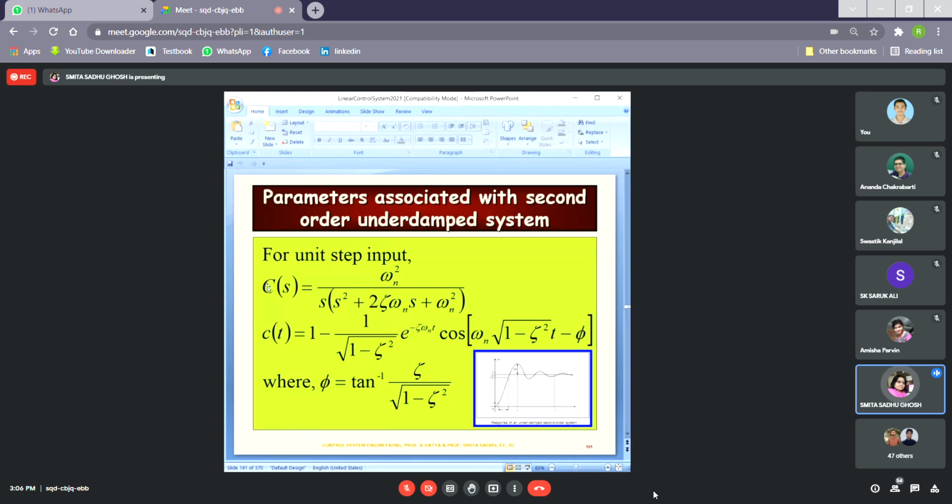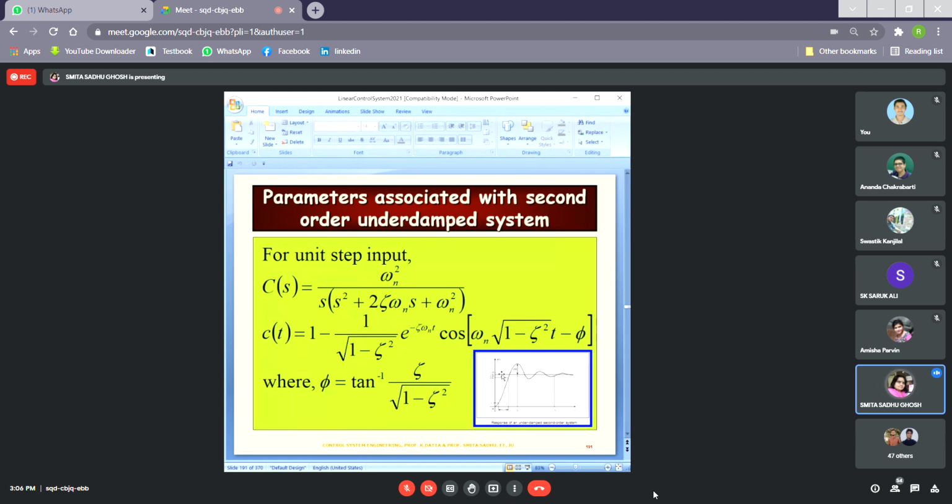If your transfer function is given by a standard second order system, that is omega n square by s square plus 2 zeta omega n s plus omega n square, then for a unit step input, the response C(s) will be equal to the transfer function times 1 by s. So that 1 by s you can see over here. Taking the Laplace inverse, of course, breaking up into partial fractions and all that, the steps are there, the time response can be obtained as this.